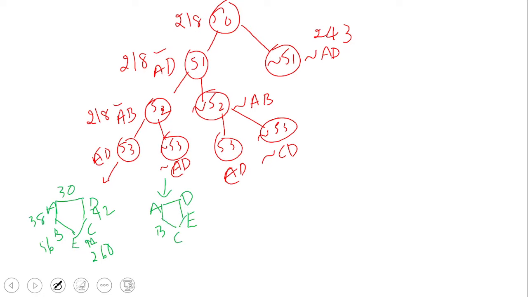Okay. So add all the values and you will get 304. The distance from A to D is 30, A to B is 38, BC is 52, CE is 94, and DE is 90. If you add all these, you will get 304.